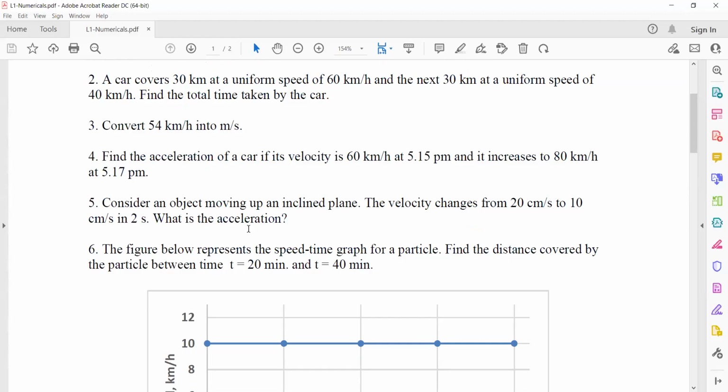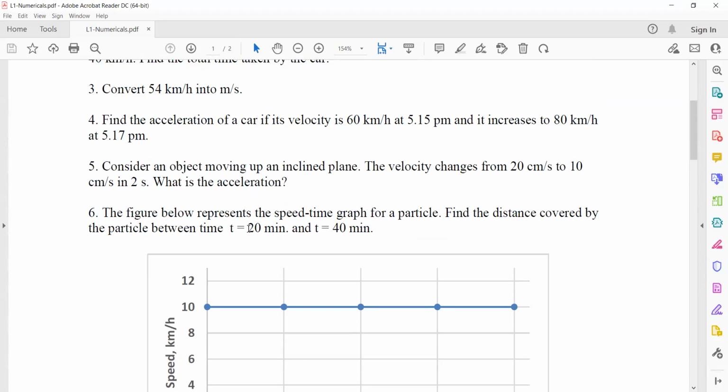So consider an object moving up an inclined plane. Its velocity changes from 20 centimeter per second to 10 centimeter per second in 2 seconds. What is the acceleration? Okay, so basically a body is moving up an inclined plane and there is a decrease in velocity from 20 centimeter per second to 10 centimeter per second in 2 seconds. So how can we calculate its acceleration? Let us go back to the whiteboard and let me explain the problem.